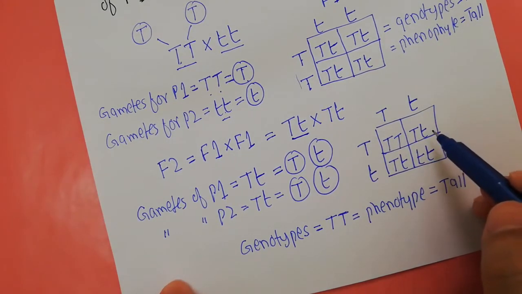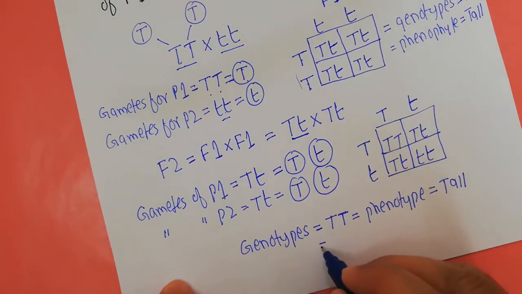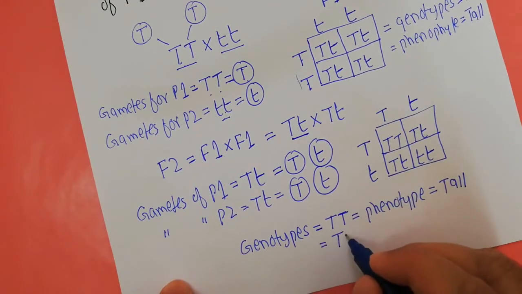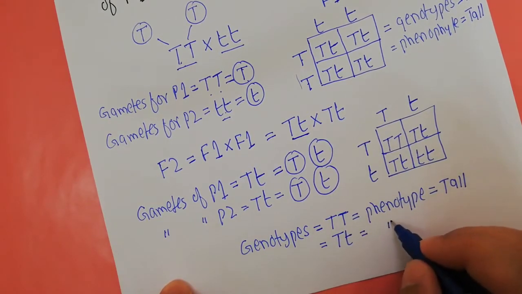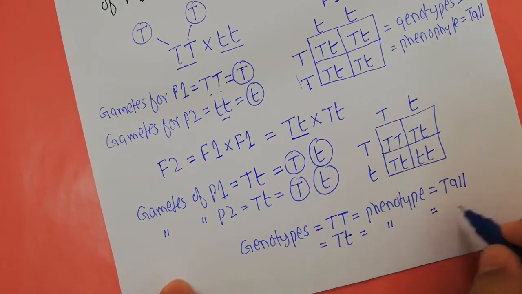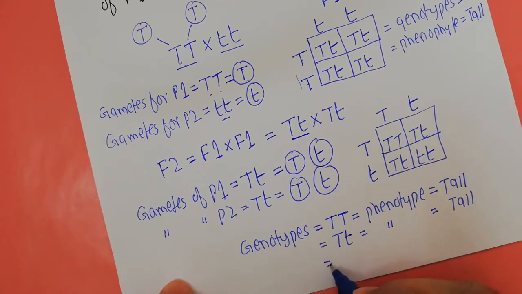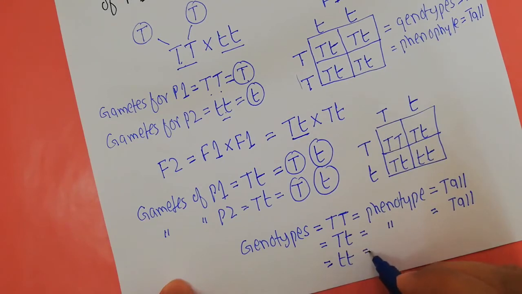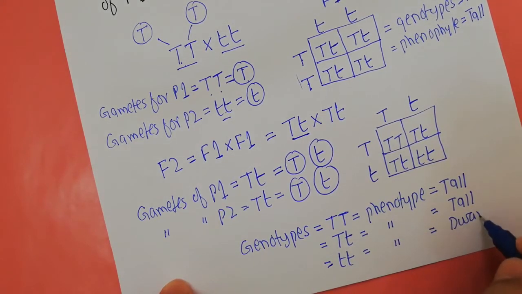The other kind of genotype you are getting is the capital T and the small t. And if you talk about the phenotype of this particular genotype, again, this will be tall because the capital T is dominant over the small t. Another kind of genotype is the small t and the small t, and the phenotype of this genotype will be dwarf, because both of the alleles are recessive in nature.